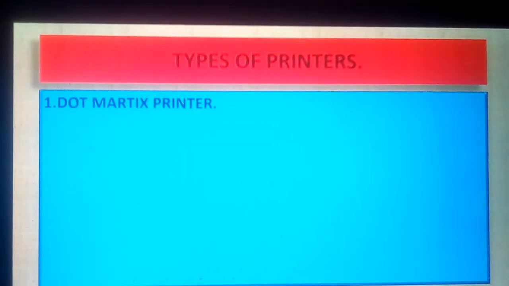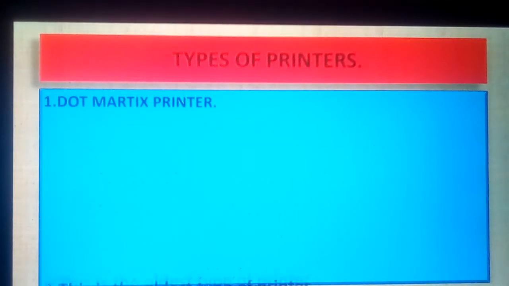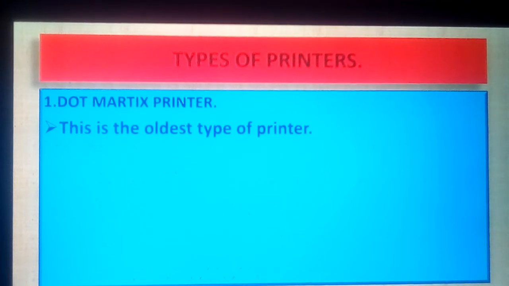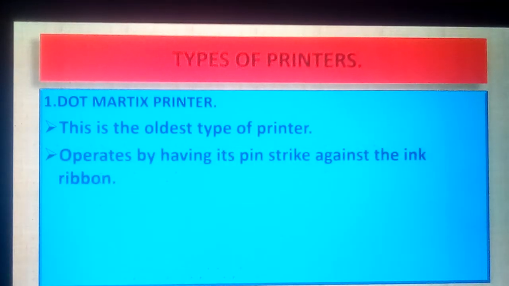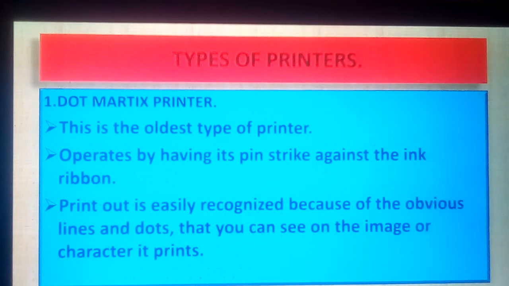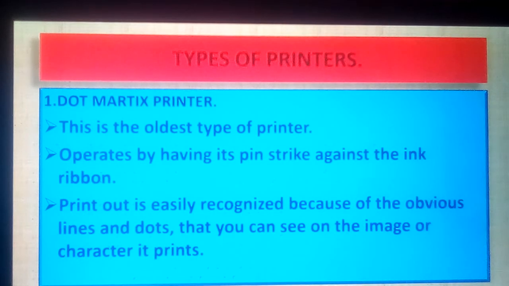We have the dot matrix printer. This is the oldest type of printer. It operates by having its pins strike against the ink ribbon. Printouts are easily recognized because of the obvious lines and dots that you can see on the image or character it prints. If you see such a document, it was printed using the dot matrix printer.